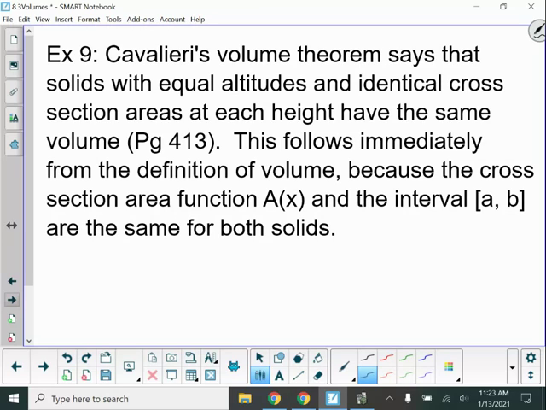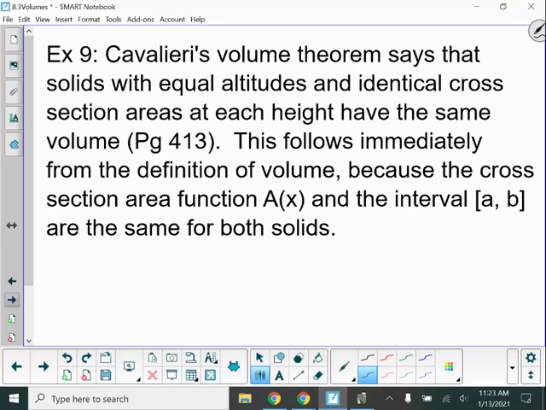And again, this is on page 413. This is going to follow from your definition of volume because the cross-section of the area in your interval A to B are going to be the same. And the easiest way to illustrate this is with a stack of pennies. If you have a stack of pennies, let's say you have 10 pennies in a stack. Each cross-section is obviously going to be a penny, and the whole shape is going to be a cylinder. It's actually a right cylinder if you have it straight up and down.